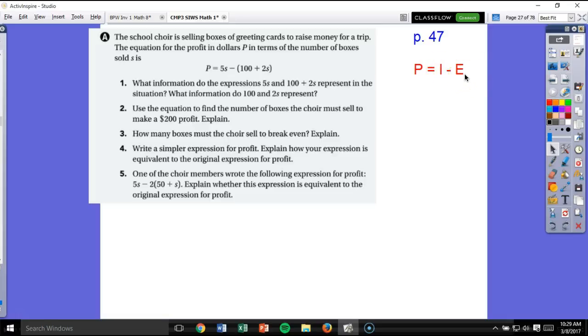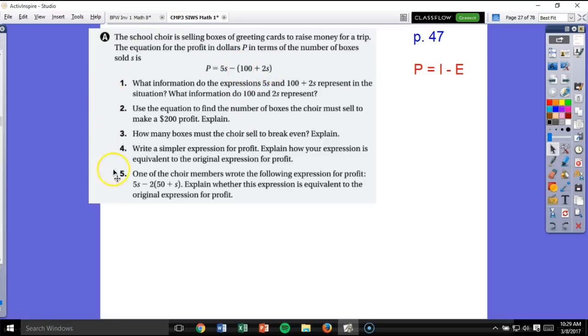If your income equals your expenses, that is break even. If your income is greater than your expenses, you get a profit. And if your income is less than your expenses, you have a loss. So they give you an equation here of P equals 5S minus the quantity 100 plus 2S. This is set up the same as our P equals I minus E. So the 5S is your I, and the 100 plus 2S is your E.